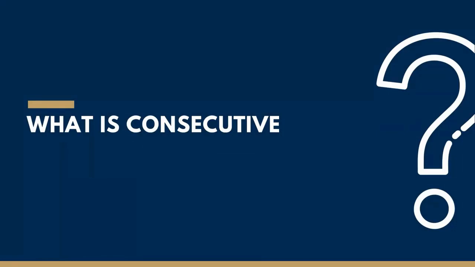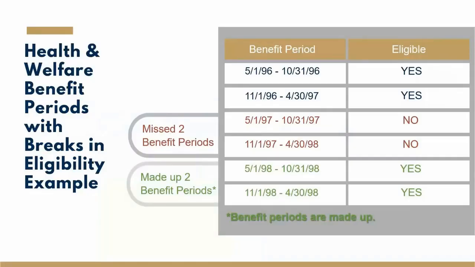So what do we mean when we say consecutive? What I don't mean is that if you've worked 29 good years, you've hit benefit periods every time, and unfortunately COVID comes along and you miss one, now you're starting over like an apprentice. For us, what consecutive means is if you miss a benefit period, you just have to make that benefit period up.